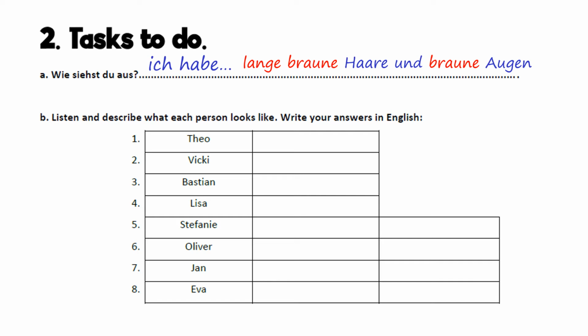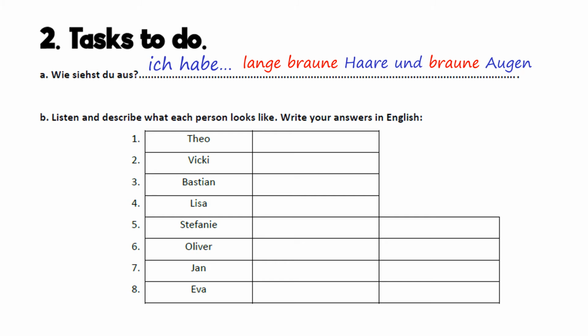1, Theo, wie siehst du aus? Ich habe grüne Augen. 2, Und du, Vicky, wie siehst du aus? Ich habe graue Augen. 3. Bastian, wie siehst du aus? Ich habe kurze Haare. 4. Und du, Lisa, wie siehst du aus? Ich habe lockige Haare.